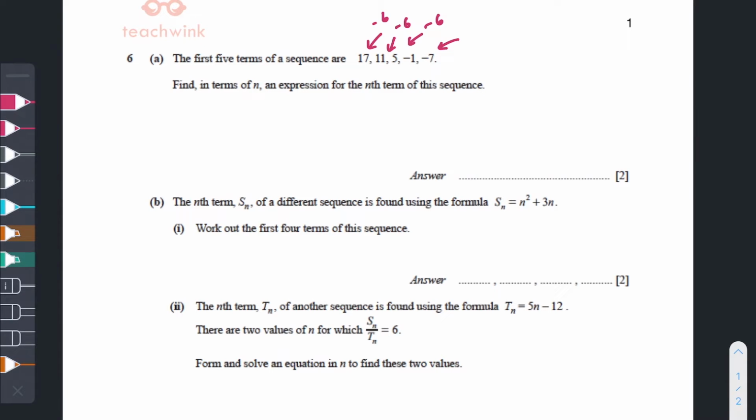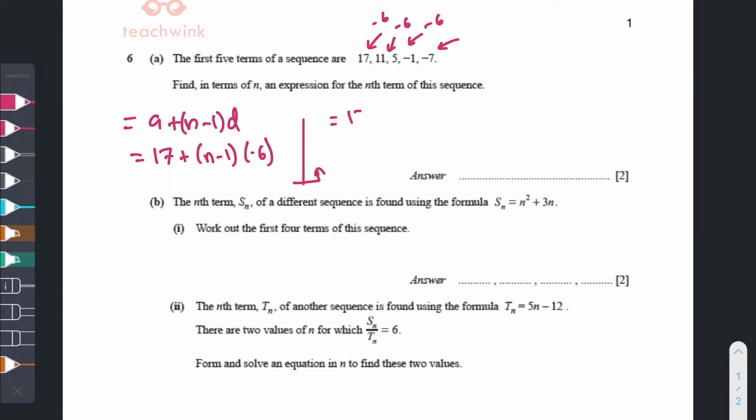If the common difference is constant, that means it is an arithmetic sequence, and the formula for this sequence will be a plus n minus 1 times d. A is going to be the first term, which is 17, plus, since n is not going to change because the sequence needs to be in the nth term, and the common difference is -6. If we expand this formula, we will get the nth term of the sequence.